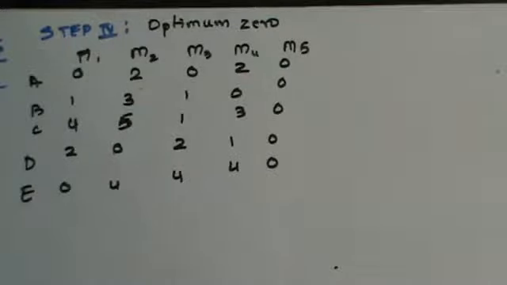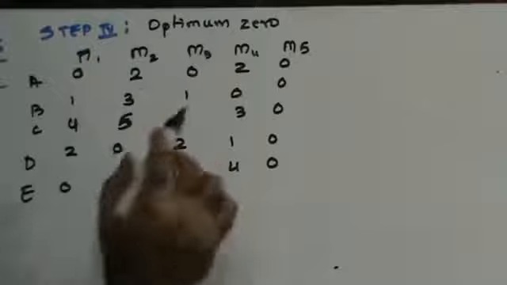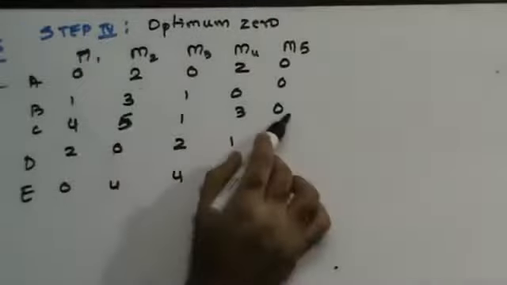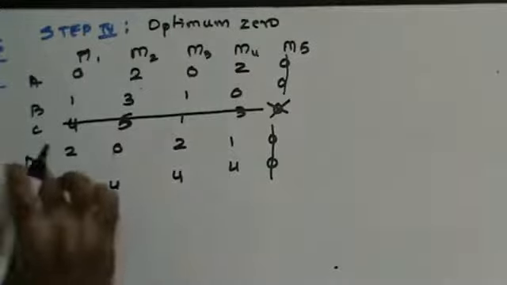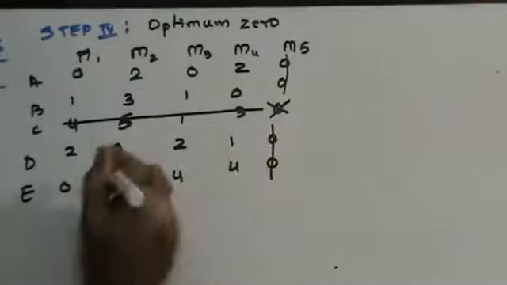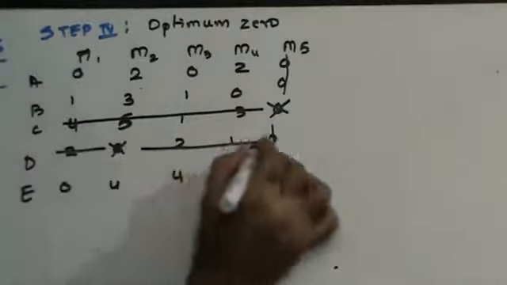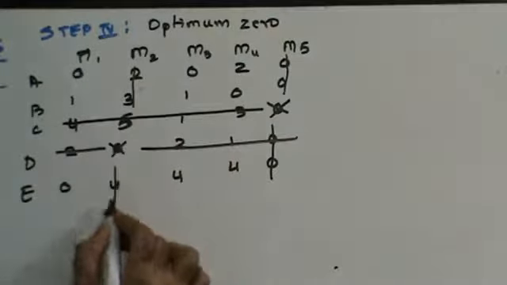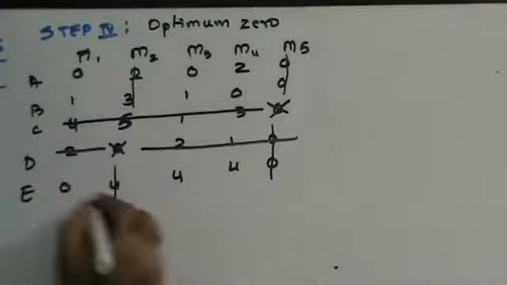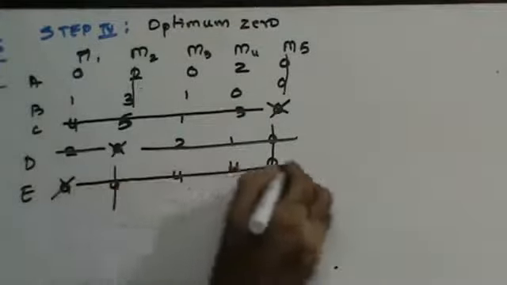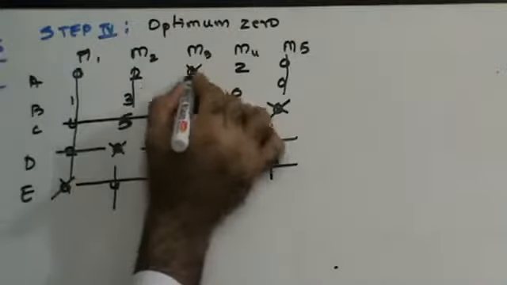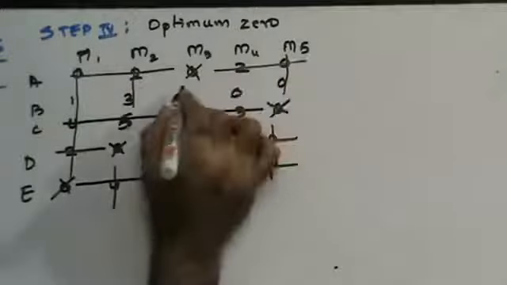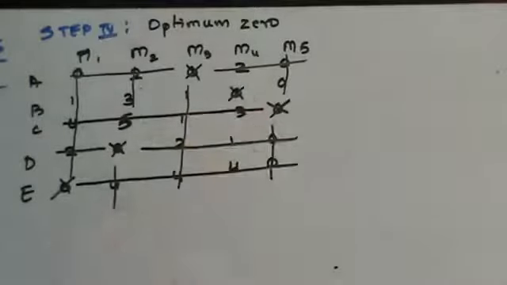Optimum 0 is that 0 which is the only 0 in that particular row or column. 3 zeros, 2 zeros, 1 0. This is that only 1 0. So this particular row and this particular column gets cancelled, right? Now I have only 1 0 here. So this row and column gets cancelled. I have only 1 0 here, so this row and column gets cancelled. There is only 1 0 here, so this row and column gets cancelled. This is my fifth 0.